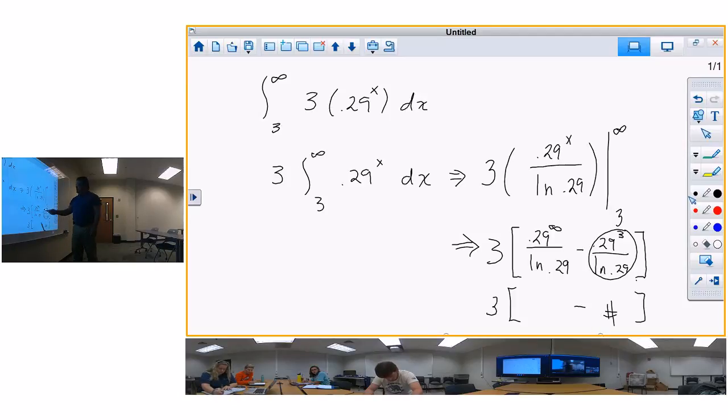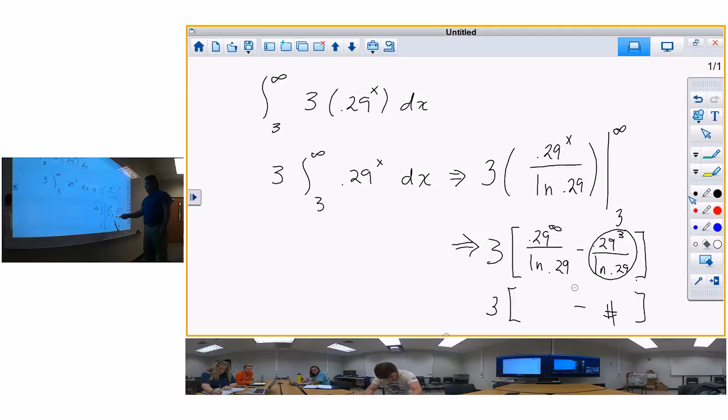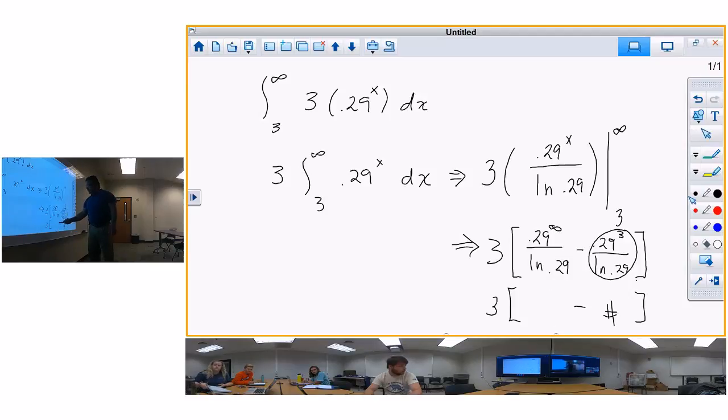Okay? 0.29 to infinity over the natural log of 29. The natural log of 29 is a number. So 0.29 to infinity is going to keep getting what? A bigger number, right? But you're going to have a big number minus a number, so that's going to be a number. See what I'm saying?